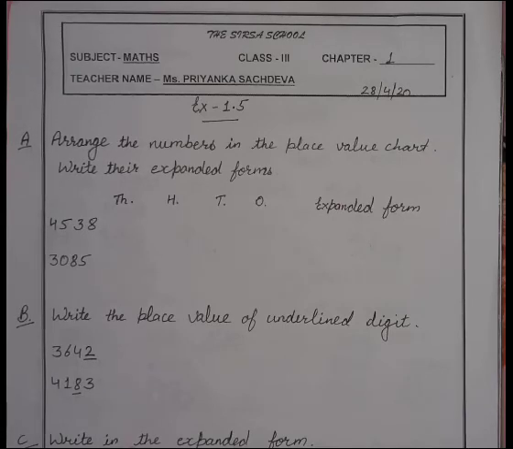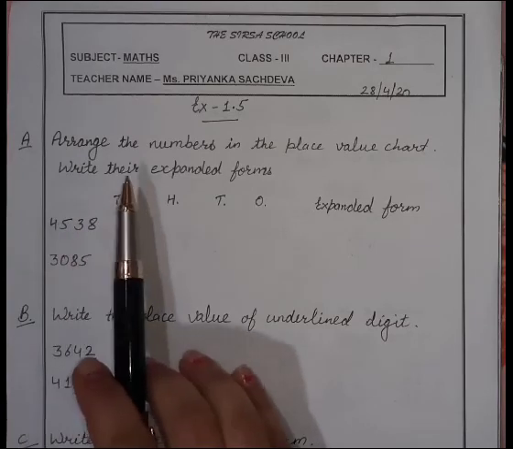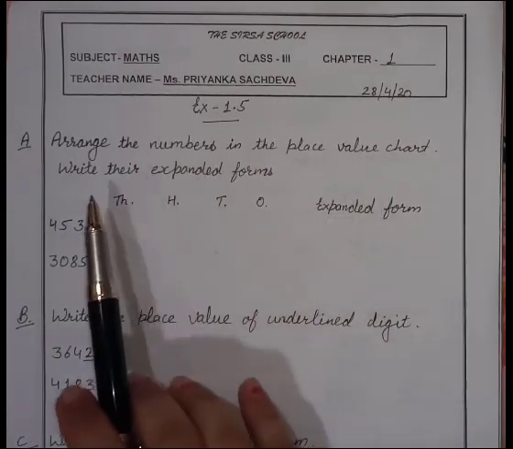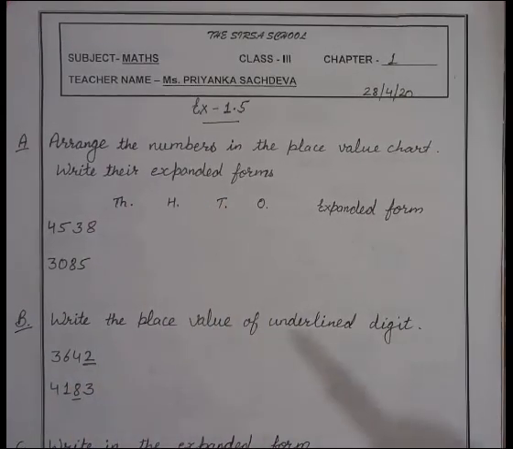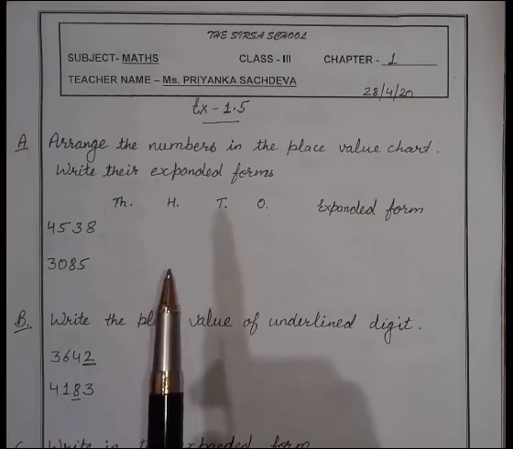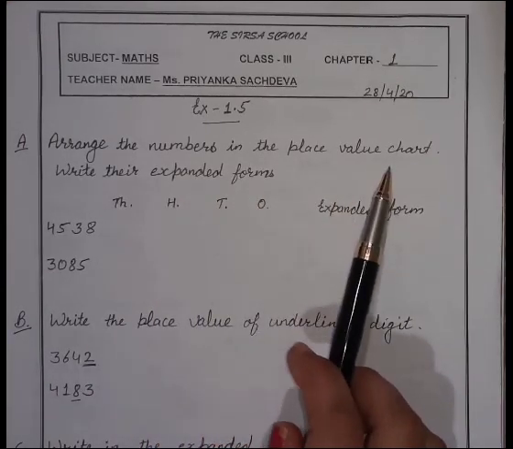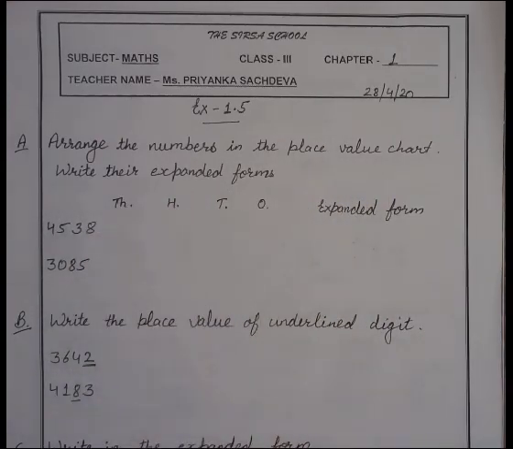Today, we will do the exercise 1.5. Our first question is: arrange the numbers in the place value chart, then write their expanded form. We have two questions in the same. First of all, we have to arrange the numbers in the place value chart. Then we have to expand the same number.